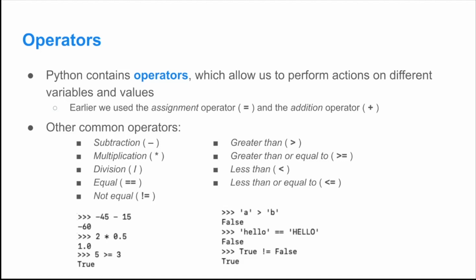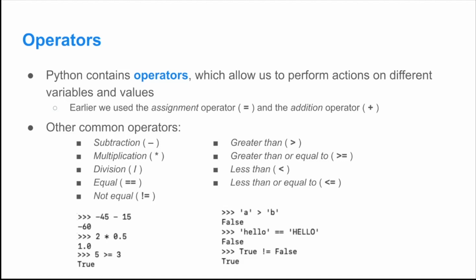There's also comparison operators. So those are equals or not equal, greater than, less than, greater than or equal to, and less than or equal to. And these can be used on numerical data types. So you can see in the bottom left again, I have 5 is greater than or equal to 3. You can also use them actually on strings or Booleans themselves, which are in the bottom right.